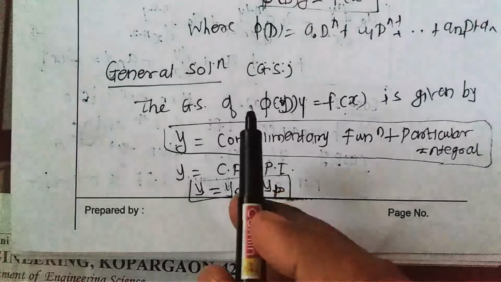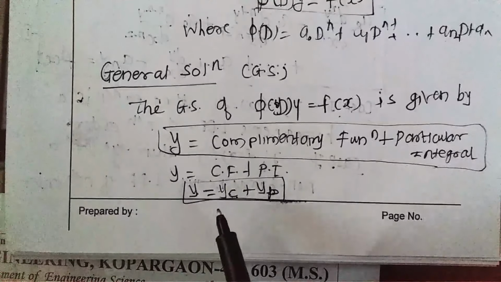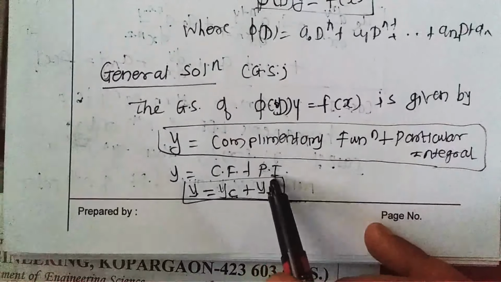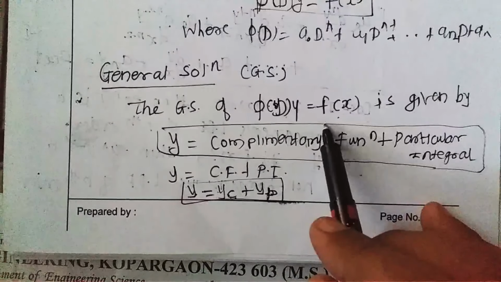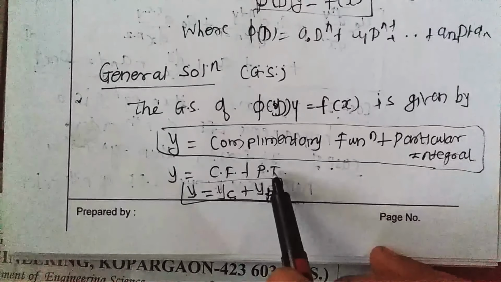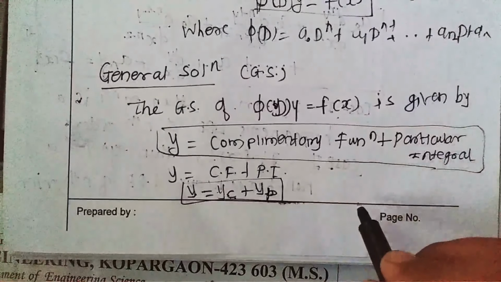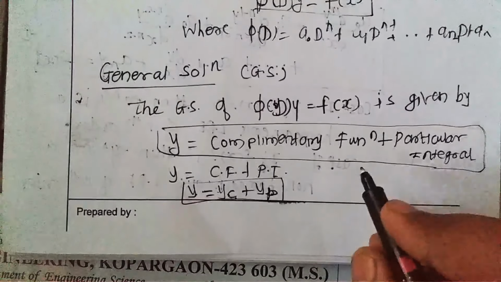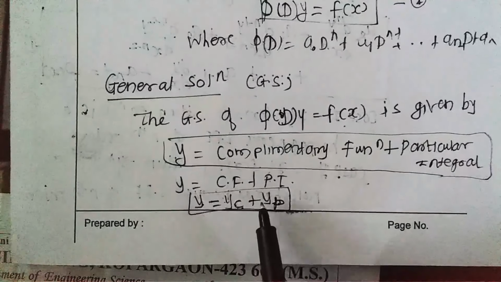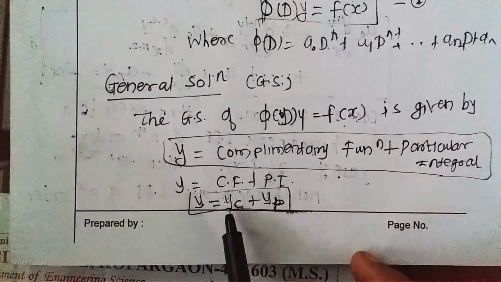Whenever we want to find the general solution of a linear differential equation of nth order with constant coefficients, we have to calculate the complementary function and particular integral, provided f of x is non-zero. If f of x is 0, then you don't have to find the particular integral. If it is a homogeneous differential equation, the solution is only y equal to CF.